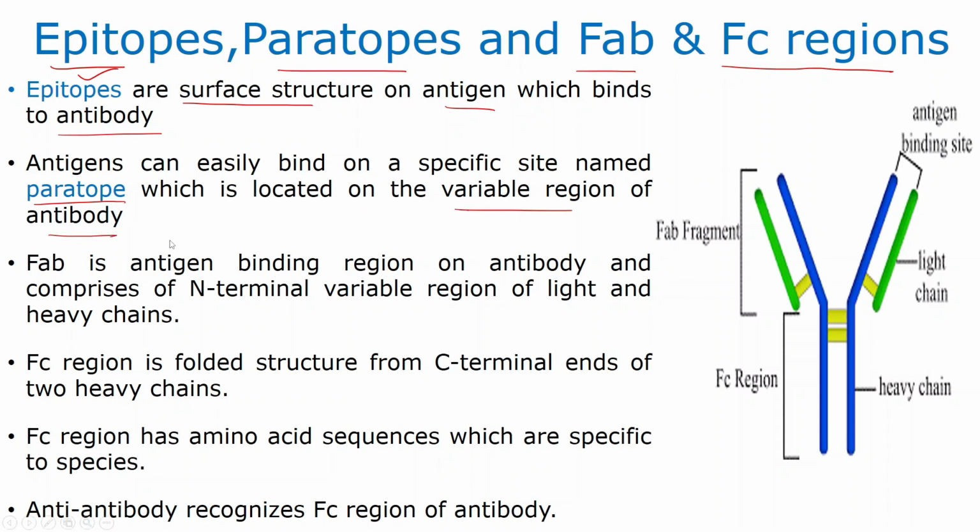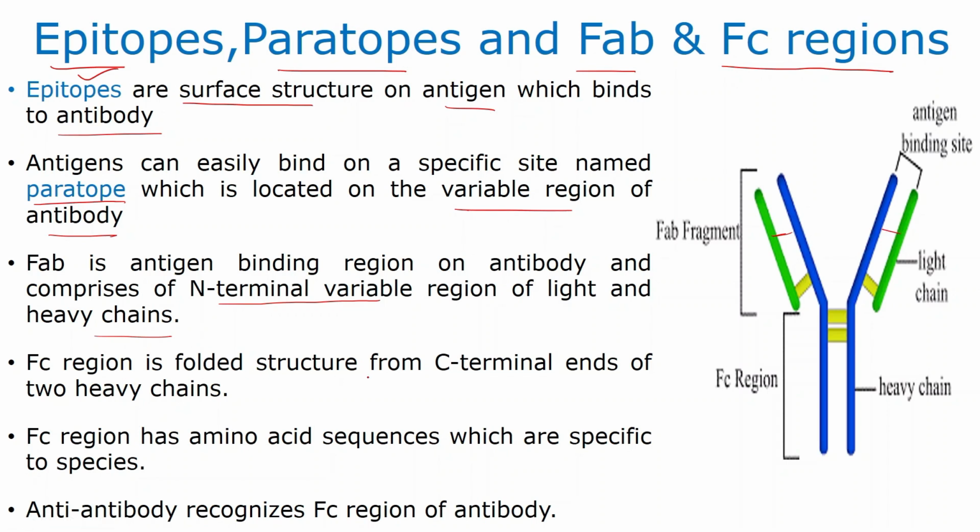the antibody. Now, the antigen binding region on the antibody, the Fab, comprises the N-terminal variable regions of the light and heavy chain. So here we can see the antibody fragment, with the light chain and the heavy chain. The Fab on the antibody comprises the N-terminal variable regions of the light and heavy chain, so it covers the N-terminal regions of both the heavy and the light chain.